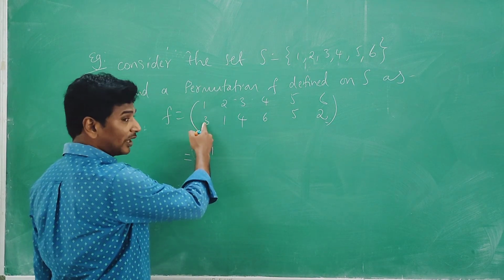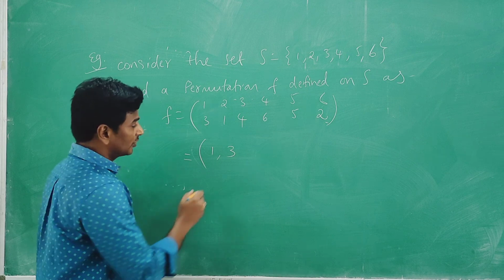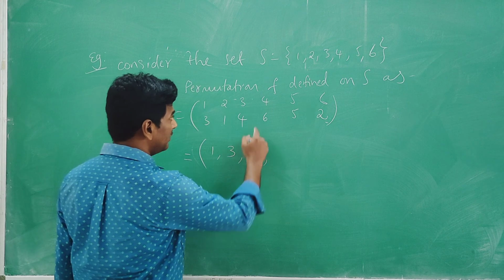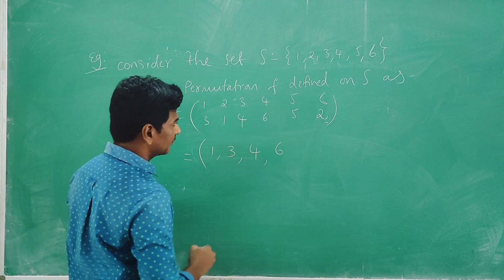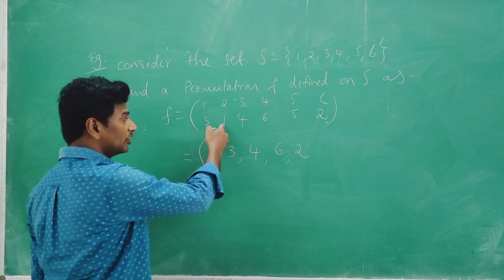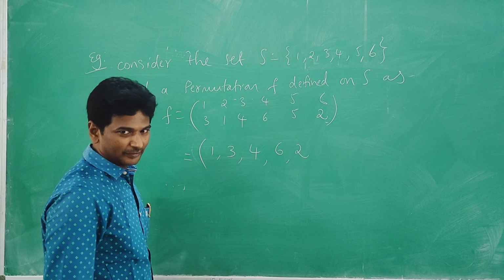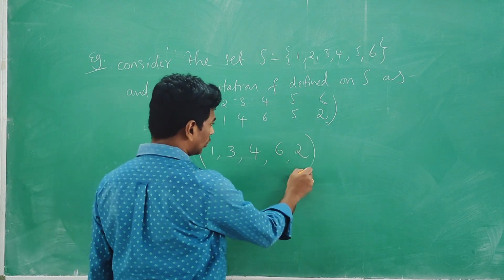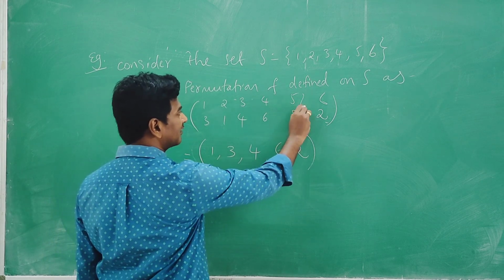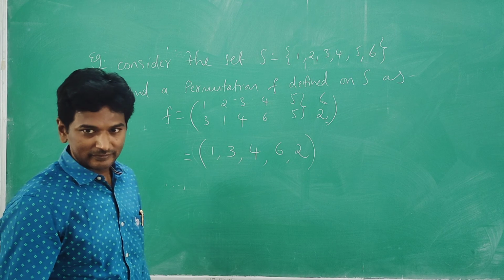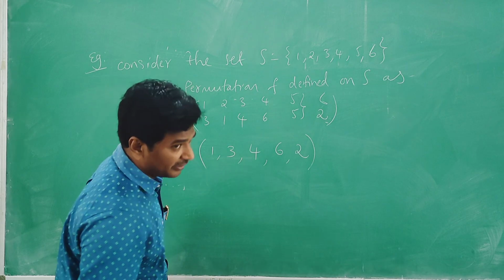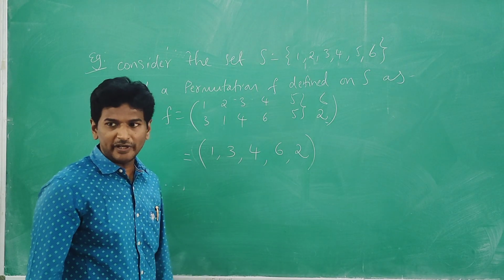The image of 1 is 3, the image of 3 is 4, the image of 4 is 6, the image of 6 is 2, the image of 2 is 1, that is repeated. No need to write. So close. 1, 2, 3, 4, 5. But here the same image and same element, so no need to write 5 and 6. And we get all elements except 5.